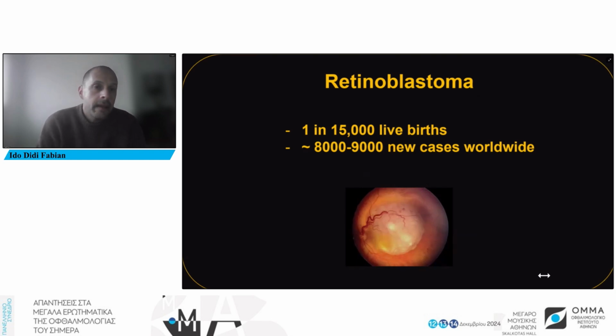So if you know the incidence and you know the birth rate and the size of the population in a specific region or continent or country, you can easily calculate the number of new cases in that region. And if you sum up all the cases across the world in a single year, the annual global incidence is between 8,000 and 9,000 new cases of retinoblastoma. So it's the most common primary intraocular malignancy in the pediatric population, but it's a rare disease.